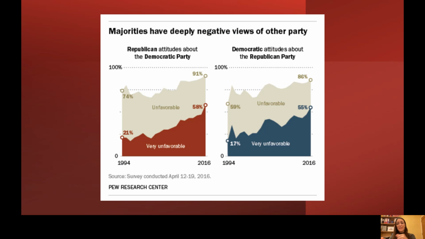But Americans don't just disagree with each other about issues. They increasingly dislike those on the other side. They're what is referred to as being affectively polarized. This graph shows that not only did the percentage of Americans who have an unfavorable view of the other party grow in the period from 1994 to 2016, but now a majority have a very unfavorable view of the other side. Now, we've witnessed these feelings at the elite level.